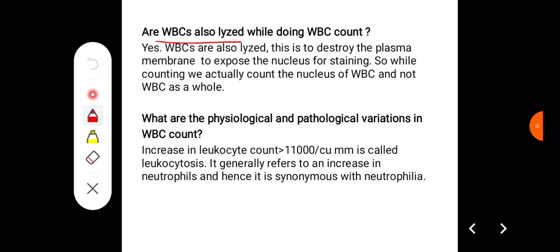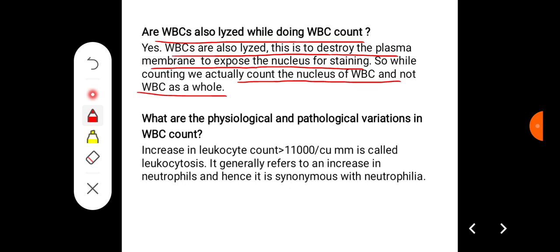Are WBCs also lysed while doing WBC count? Yes, WBCs are also lysed. This is to destroy the plasma membrane to expose the nucleus for staining. So while counting, we actually count the nucleus of WBCs and not WBC as a whole.